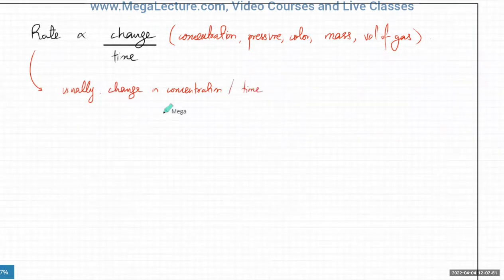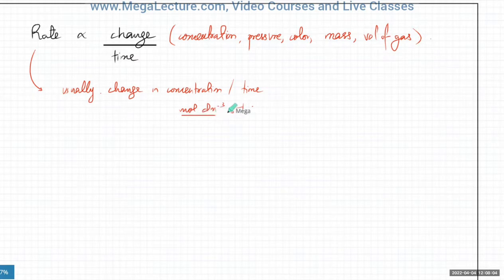And the unit is usually mole per dm cube per second. But remember this could be different as well. It could be the volume changing, cm cube per second, etc. Now that is what rate is.